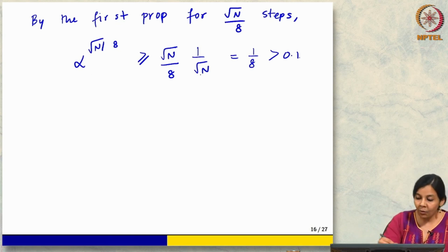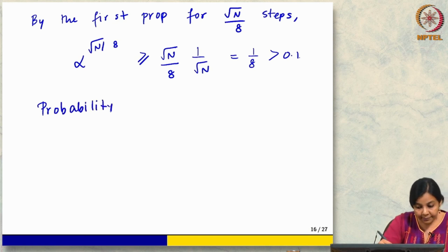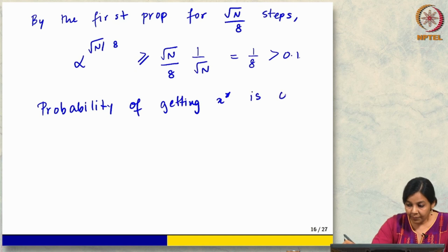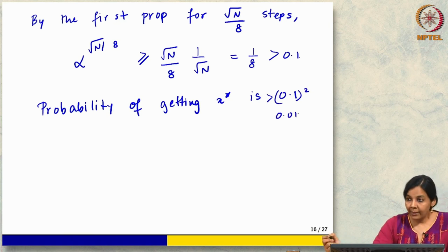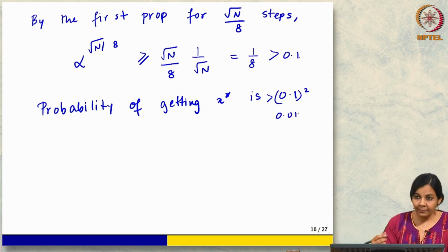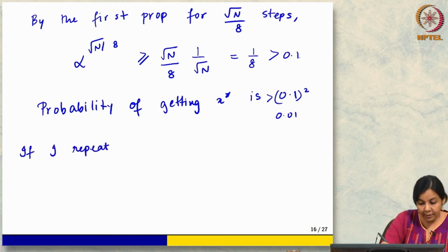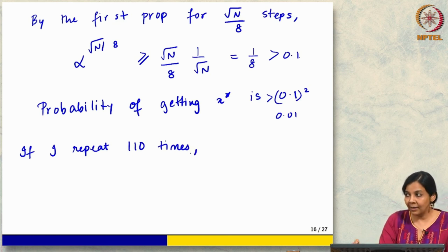So note that, look, if this is the alpha, then the probability of getting x star is only the square of this, right? So this is greater than 0.1 squared, right. So this is 0.01, this is pretty small, okay. But if I repeat this process many times, so let us see, suppose I repeat this a constant number of times, let us say 110 times. So 110 just makes the calculation simple.